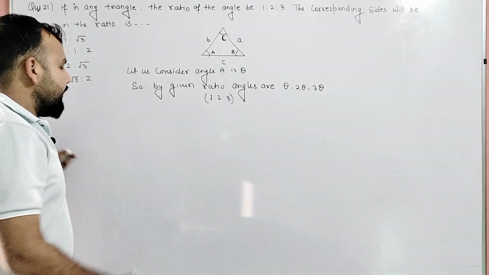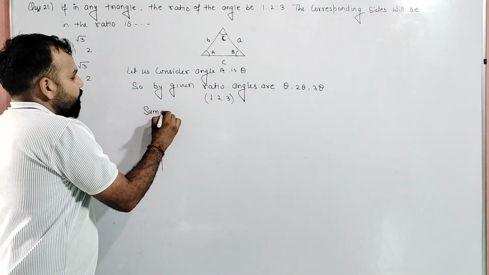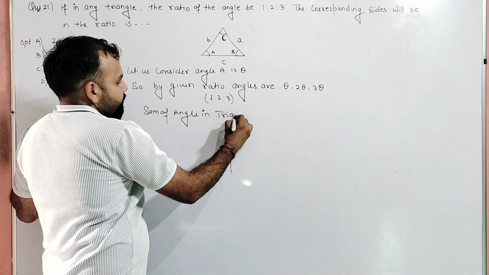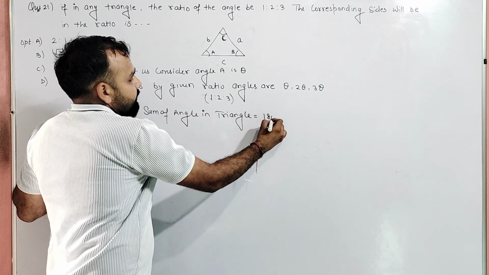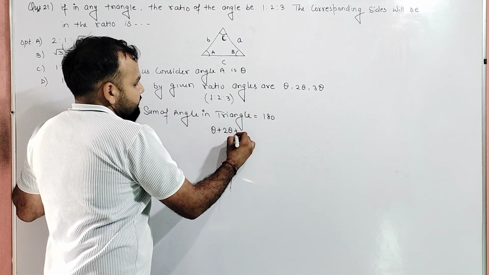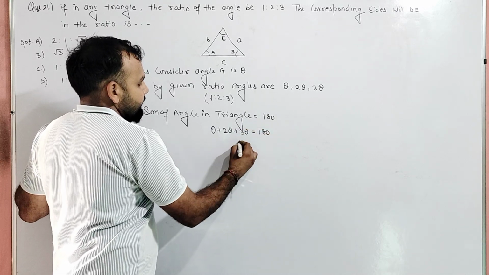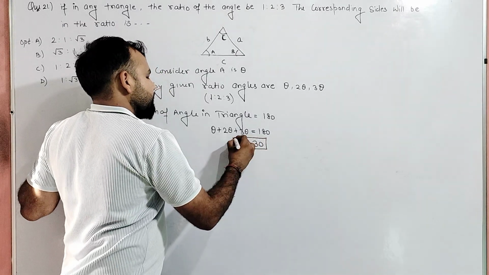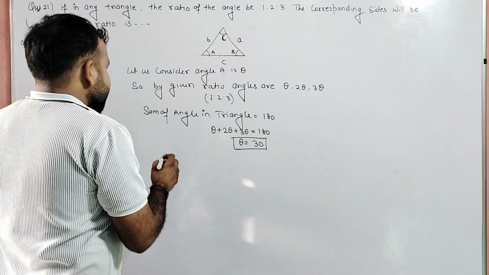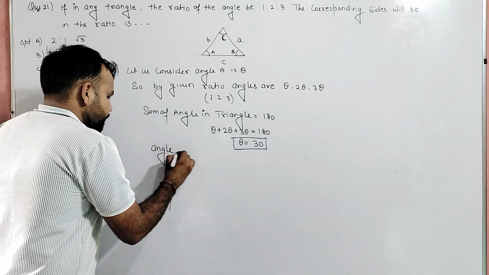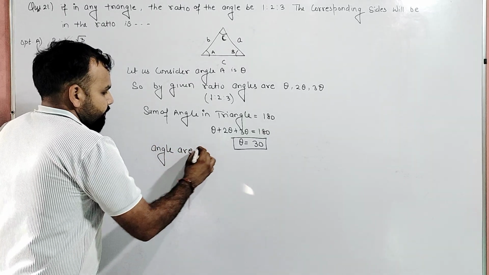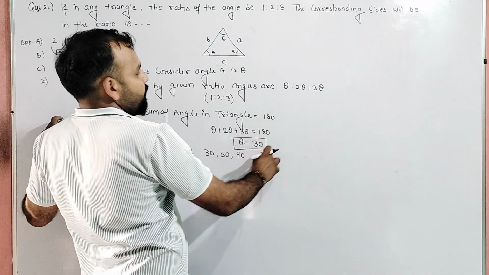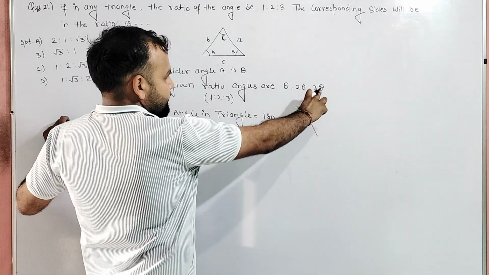Okay student, and we know that the sum of angles in a triangle is 180 degrees. So theta plus 2 theta plus 3 theta equals 180 degrees. So theta is 180 by 6, that means 30 degrees. Theta is 30 degrees. Okay student, so we can say that the angles are 30, 60, 90. Put the value of theta: 30, 60 and 90.